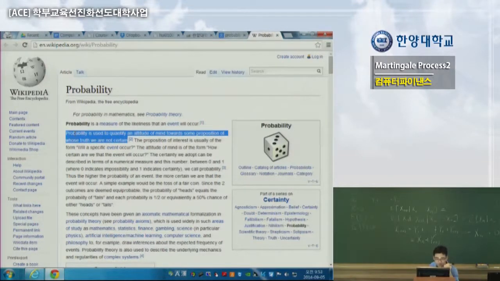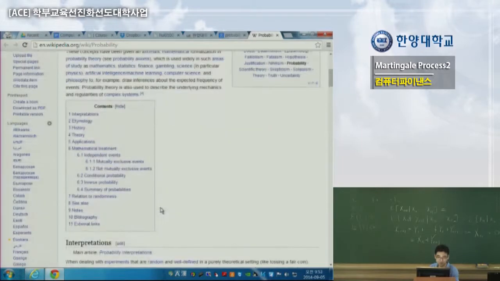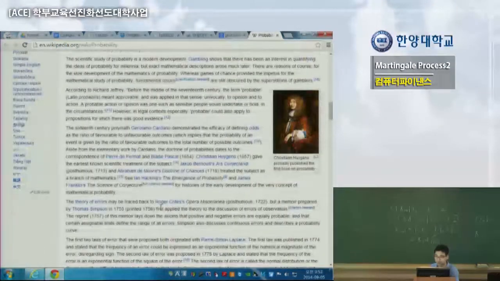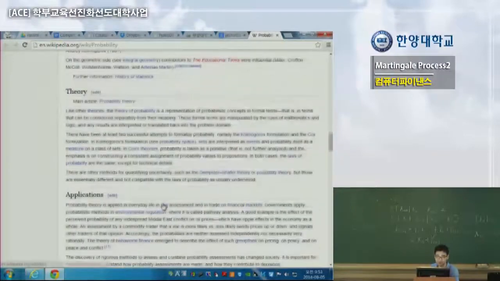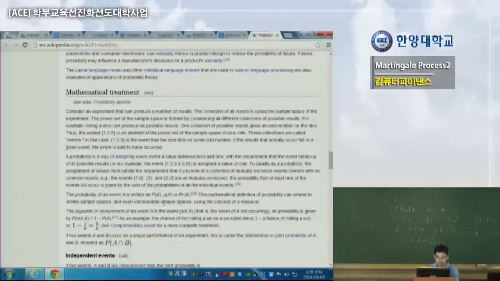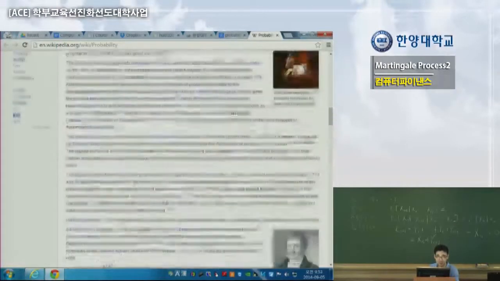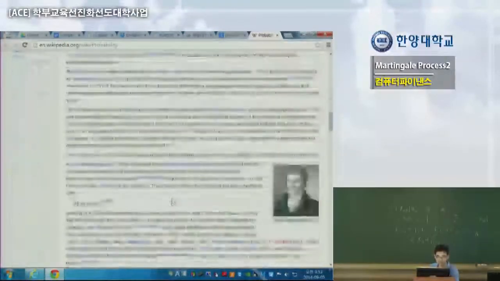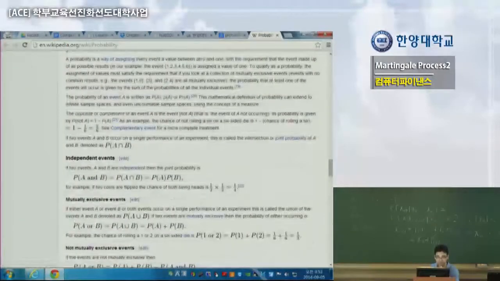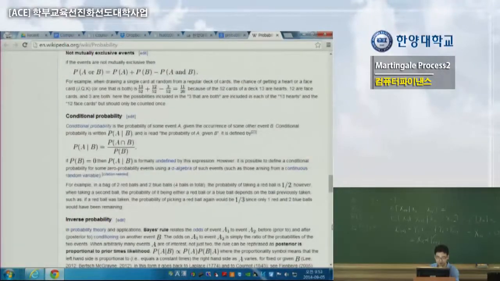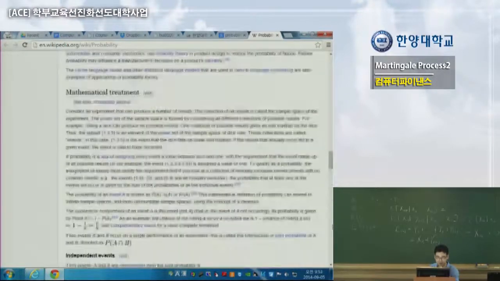But for the purpose of this class, let's take an axiomatic approach. So I think there should be somewhere Huygens and wow. There is too much information. Okay, so mathematical treatment. No, this is not. Probability axioms.